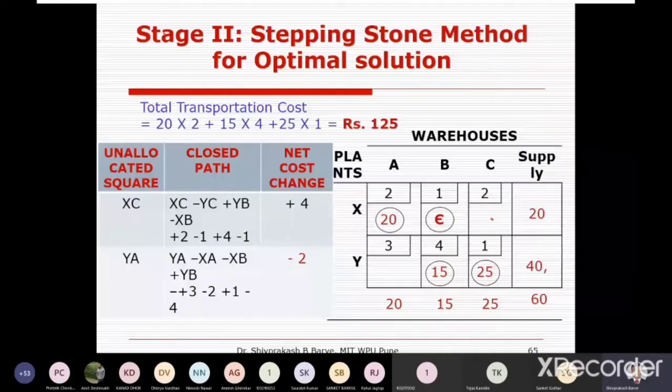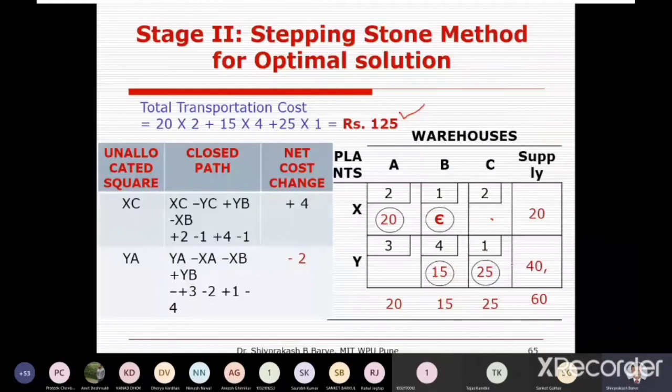Or here, if we want to check the cost of transportation, the total transportation cost we got is 125. That is 20 units into 2 rupees per unit: 20 into 2 plus 15 into 4 plus 25 into 1. So we got 125 as the transportation cost. Don't consider this epsilon. Epsilon is like 0. So if you multiply 0 with 1, it is giving 0 value, because we don't want to add any additional cost which is not there in the solution. Otherwise, you will get a wrong solution.